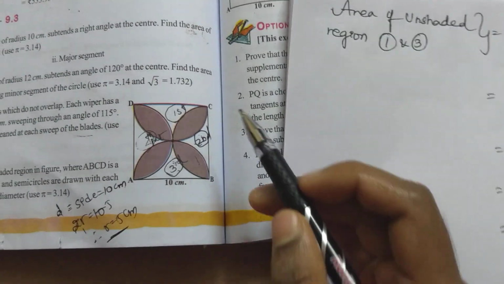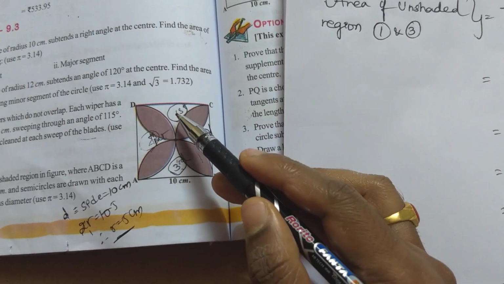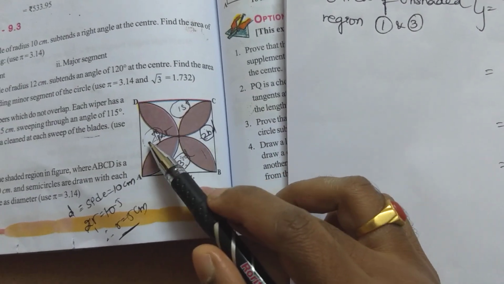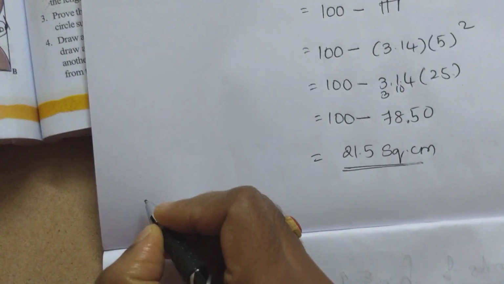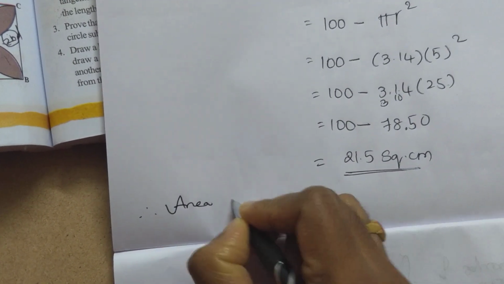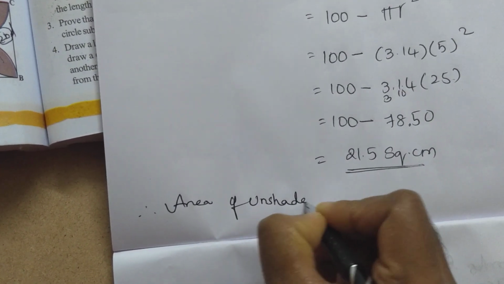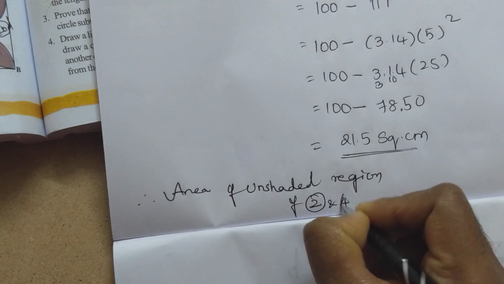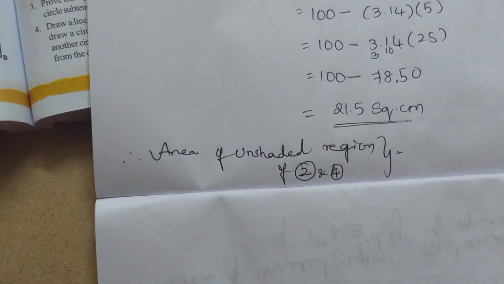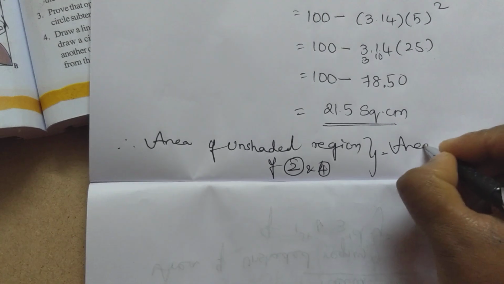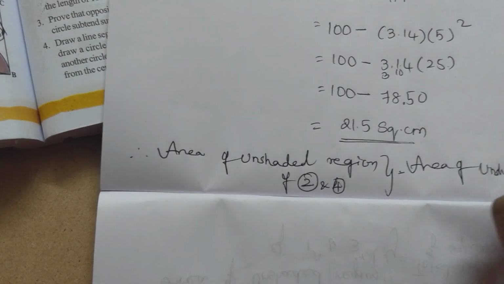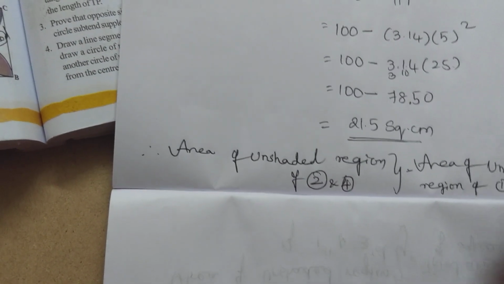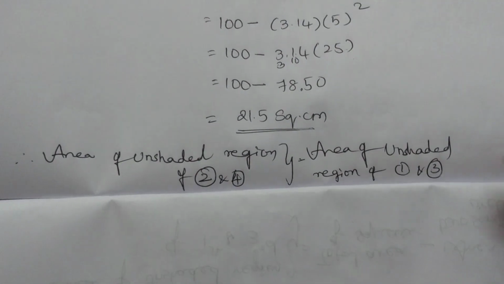So, it's nothing but area of unshaded region of first and third part is equals to area of unshaded region of second and fourth part. Clear? So, write the same thing here. Therefore, area of unshaded region of second and fourth part of unshaded region equals to area of unshaded region of 1 and 3. Correct? Area of unshaded region of 1 and 3.